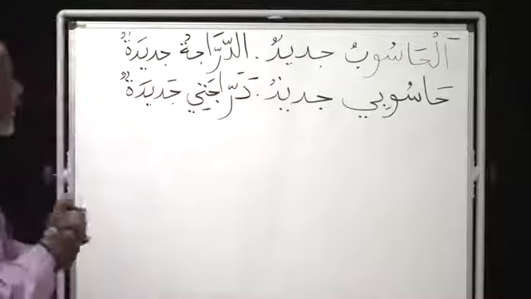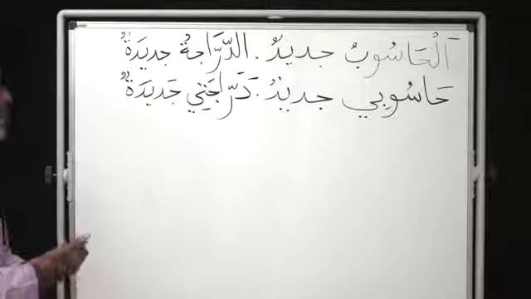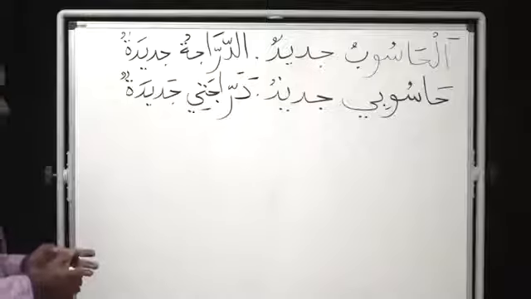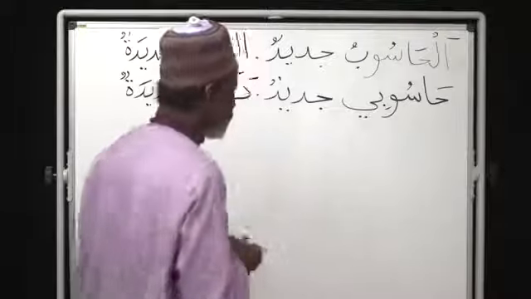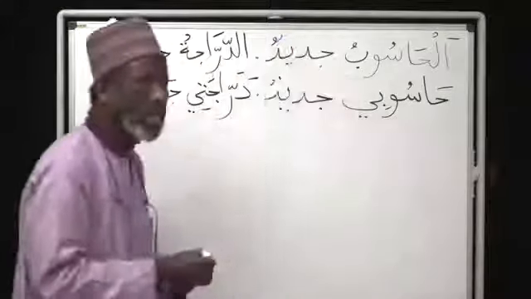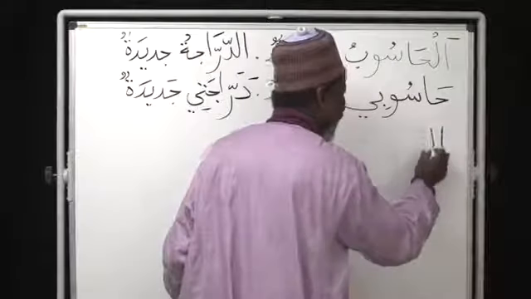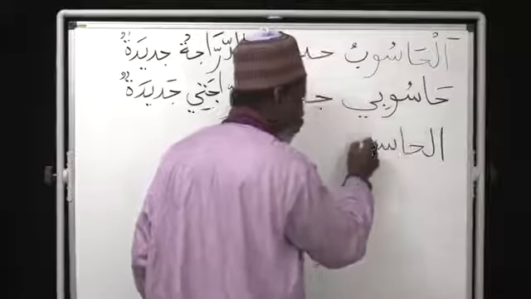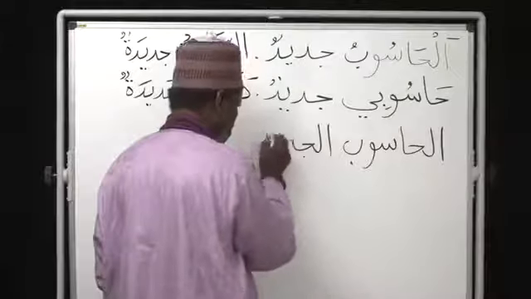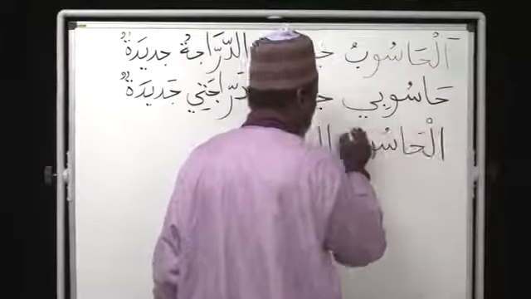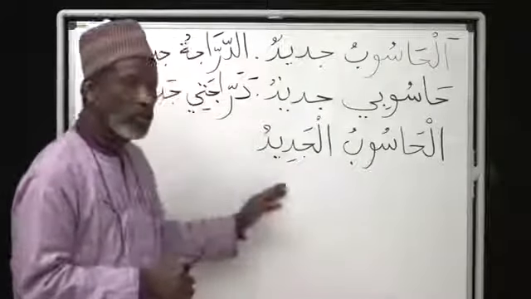ممتاز. Okay. What are we going to do then? If you want to say my new bike, for instance, you know how to say my new computer. You can say الحاسوب الجديد. The new computer.